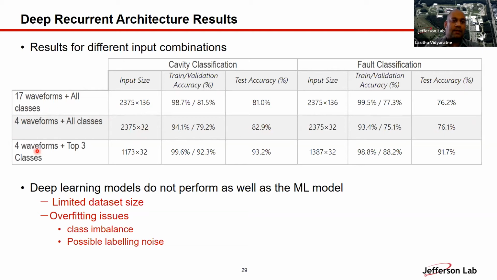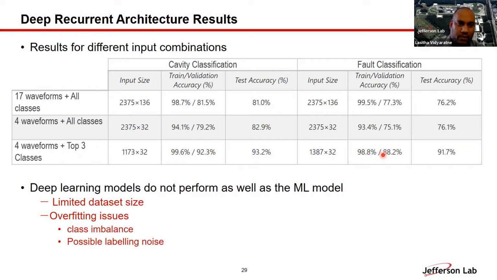In the last case, we reduce the amount of data by choosing the topmost 3 fault classes that are best represented in the dataset. This is to see if our network performance can be improved by removing less represented classes, to see if class balancing has an effect on the performance, and the associated performance is shown here.